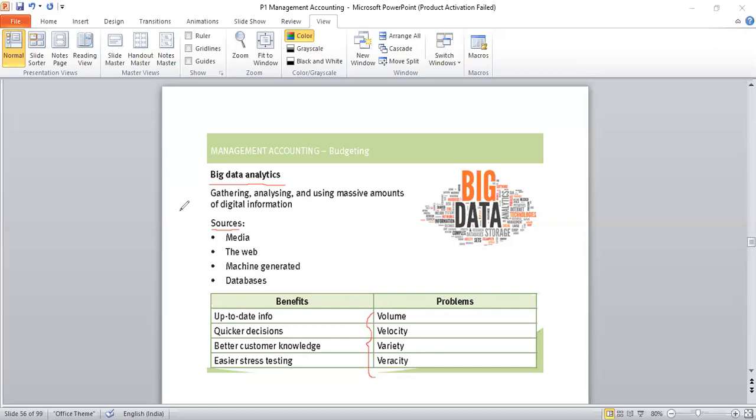It is also because they consider multiple types of data, multiple varieties, multiple sources from which variety of data is considered. So they are also kind of preparing for stress testing, easier stress testing. Okay, that is about big data.